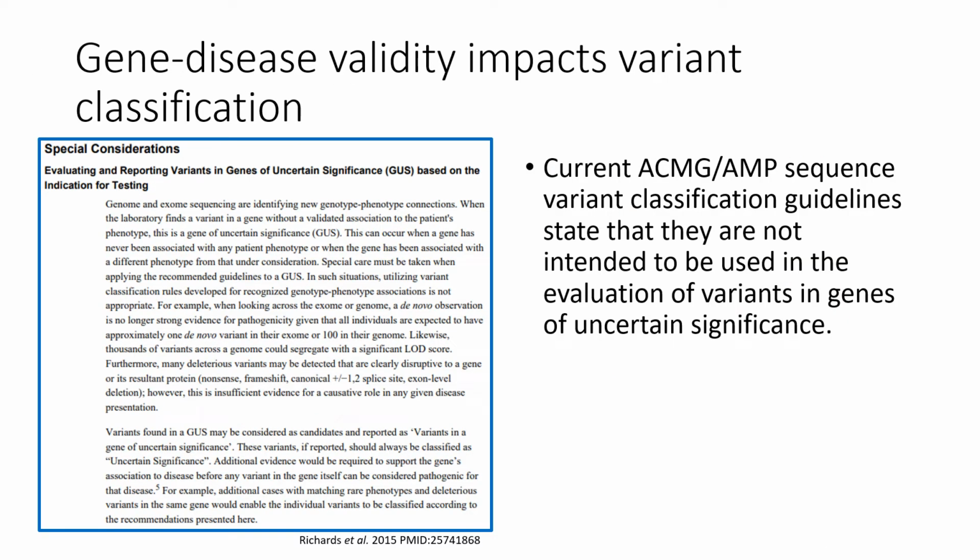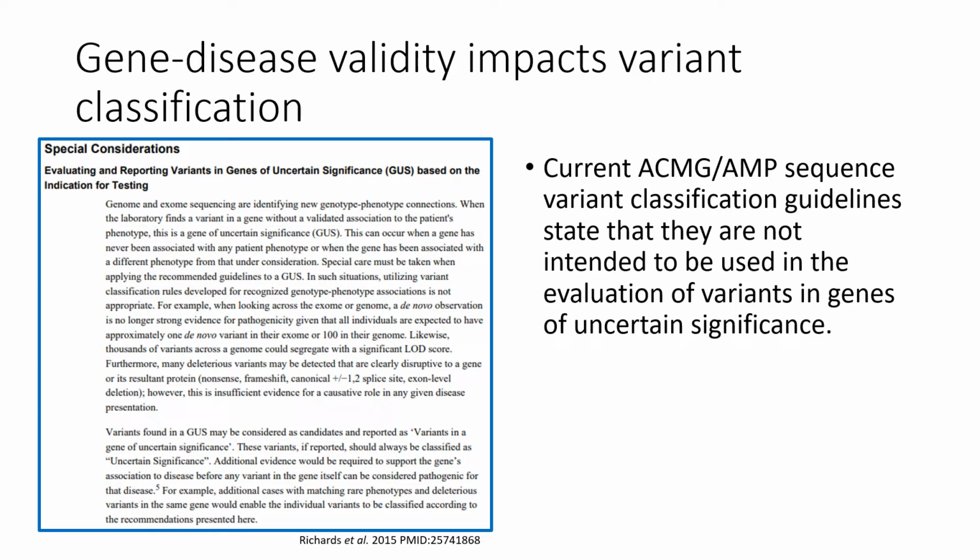The reason for this is that if there's not sufficient evidence demonstrating a gene's role in a particular disease, it's not possible to accurately classify variants within that gene. It's kind of like a circular argument. If we can't say for certain that variation in general in a particular gene causes a disease, how could we ever assess any one variant in that gene for its role in disease?